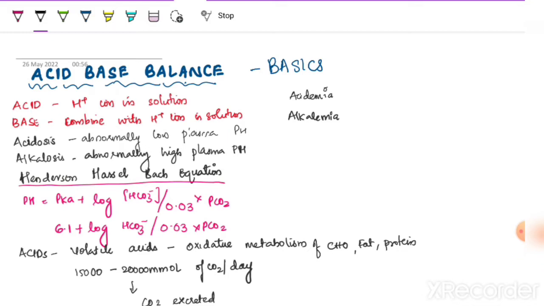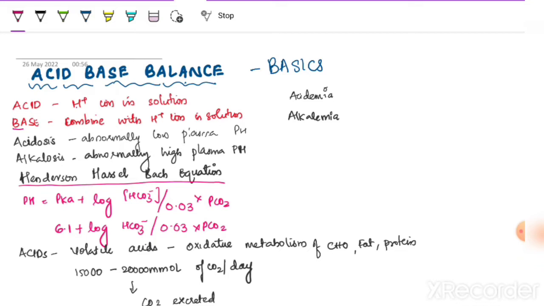So, acid is any compound that forms H plus ion in the solution. And next is the base. Base is any compound which combines with H plus ion in the solution. One example of base is bicarbonate. This bicarbonate will accept H plus ions to form carbonic acid.